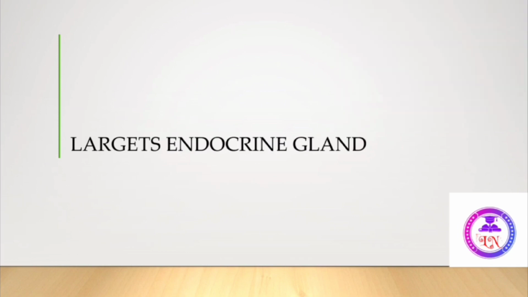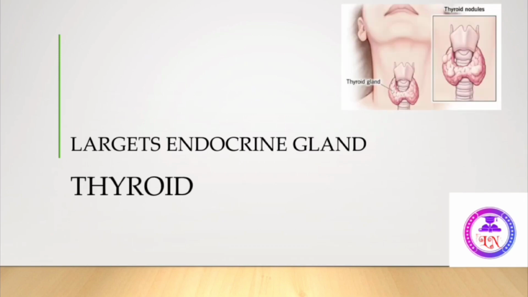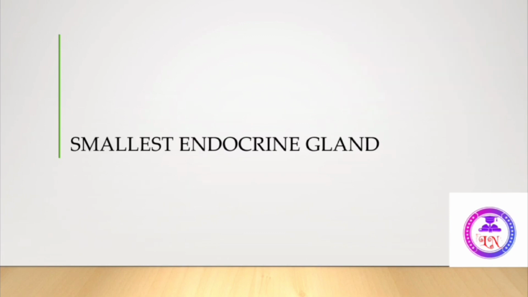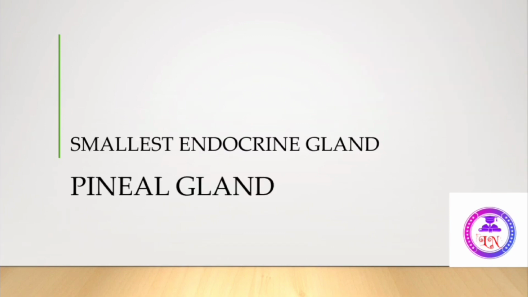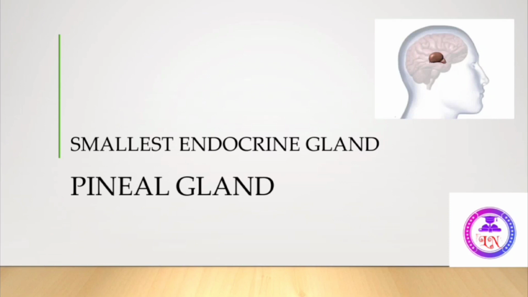Now coming to the endocrine glands. Largest endocrine gland. What is the largest endocrine gland? The thyroid is the largest endocrine gland. Coming to the smallest endocrine gland. Which is the smallest endocrine gland? The pineal gland is the smallest endocrine gland.